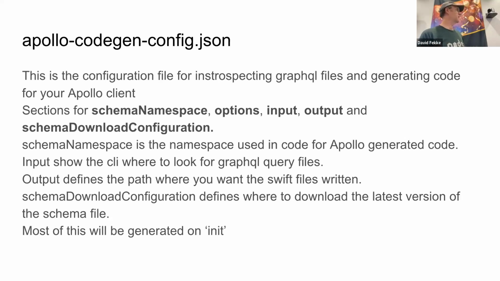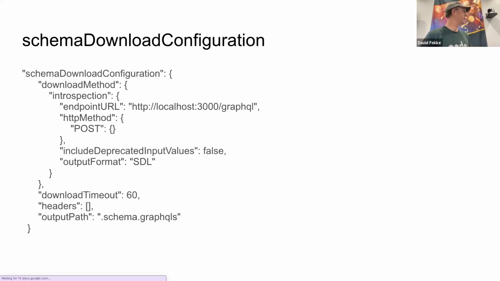And then the schema download configuration, this is the part that I had the most difficulty with. That's basically defining where you're going to be pulling down your schema. So there's a lot of different options there. And I'll show you how I got it to work with Mercurius tonight. Most of the hard stuff is done when you just go to init the process. So we go ahead and do this.